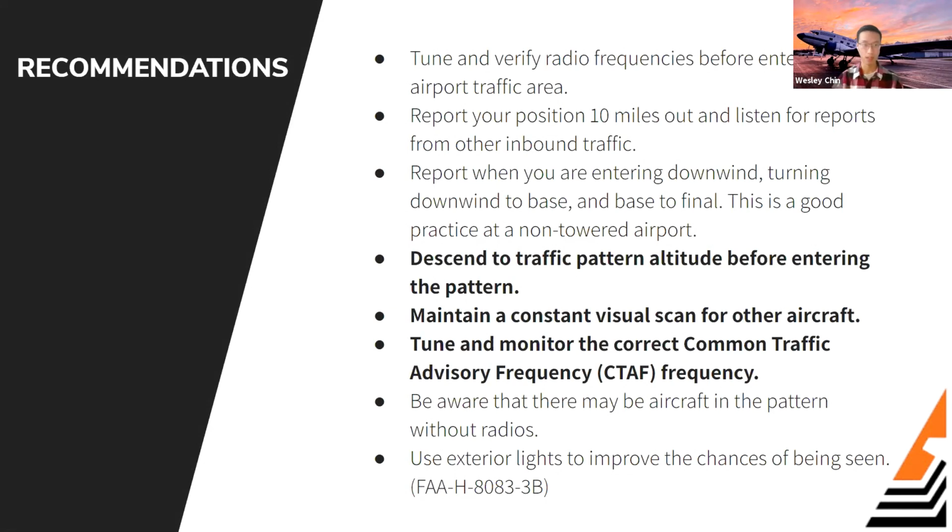So just want to wrap this up with recommendations that, again, come directly from the Airplane Flying Handbook, which should be your main reference for this stuff. Just quickly read through these. The first one is tune and verify radio frequencies before entering the airport traffic area. So please make sure if you're flying into Princeton that you're talking on 122.725 and you're not still on Solberg or anything, right? Just want to make sure you're on the right frequency.